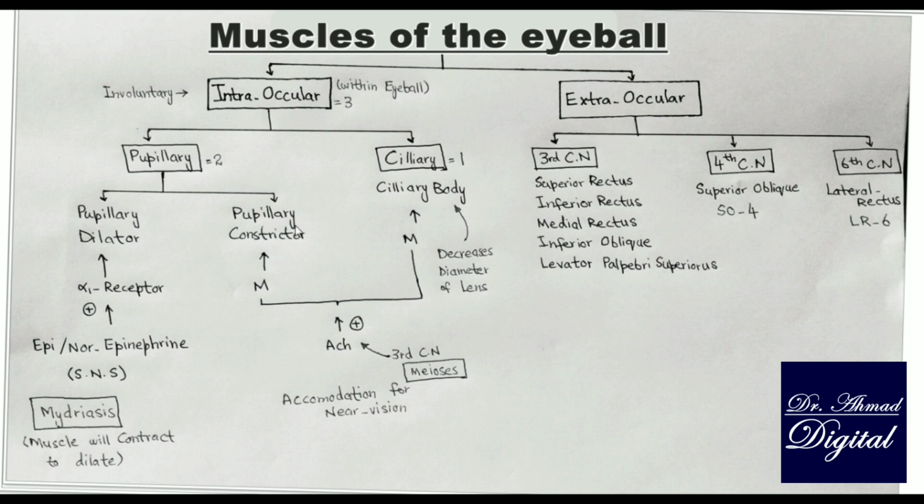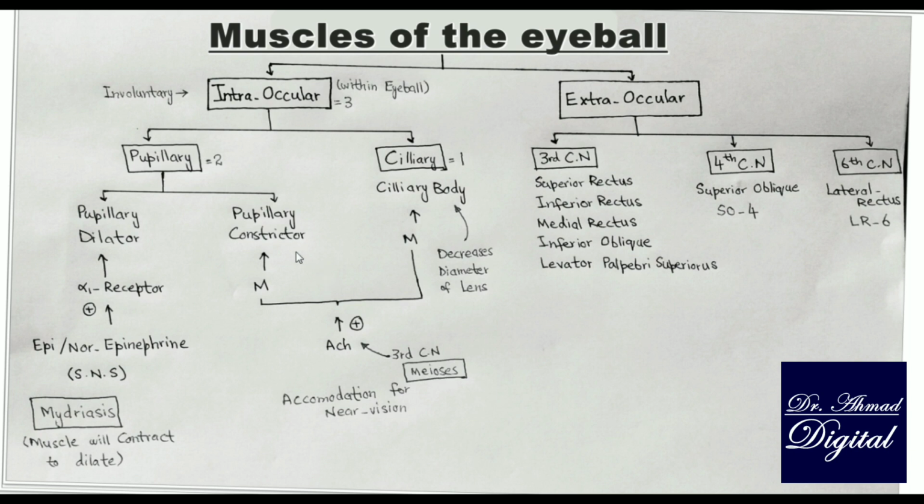And the other one is the pupillary constrictor. Pupillary constrictor has muscarinic receptors, which are activated by acetylcholine released during parasympathetic activity. The third intraocular muscle is the ciliary body, which has muscarinic receptors and is activated by acetylcholine as well. Ciliary body will contract to decrease the diameter of the lens, and parasympathetic fibers for the pupillary constrictor and ciliary body are carried by the third cranial nerve, and it causes miosis.